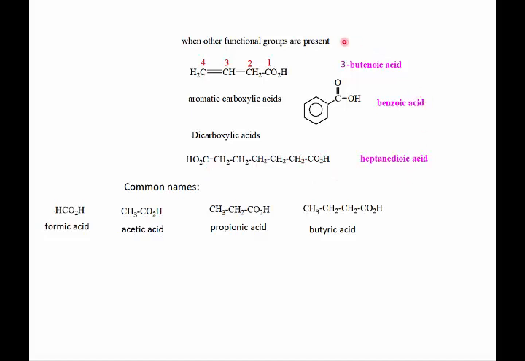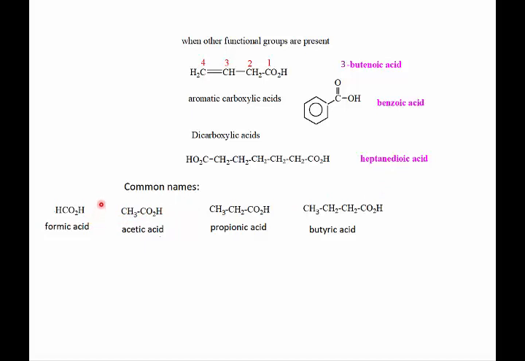Now, all this so far is the rules according to IUPAC, but there are ways to name carboxylic acids by a so-called common naming system. In many instances, the common names are used more frequently than the IUPAC name. Now, let's look at some examples here.